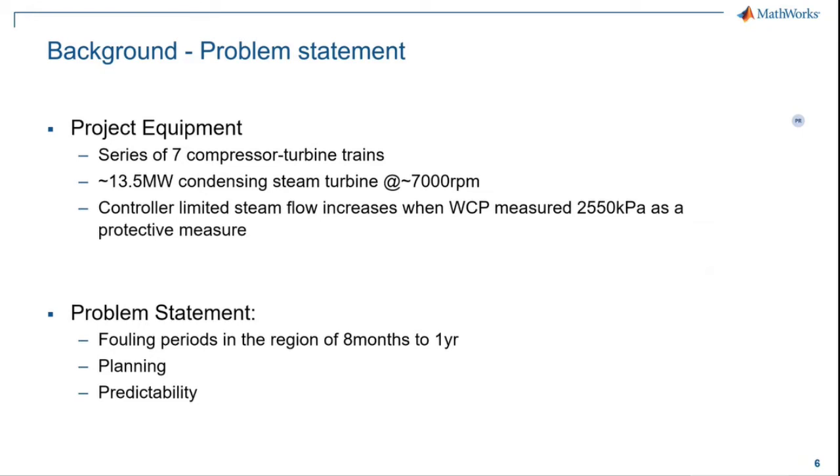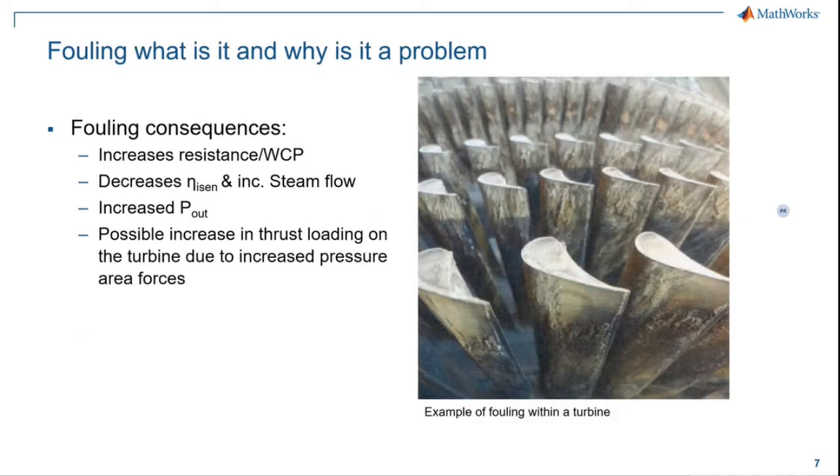So the problem statement is that these particular steam turbines suffer from fouling, and that fouling occurs in a period of normally between about 8 months and a year. We want essentially a bit more planning and predictability, because when we start cutting back on that wheel chamber pressure, we start to limit the steam flow coming through the machine, and that causes us to have a bottleneck on the compressor side of things.